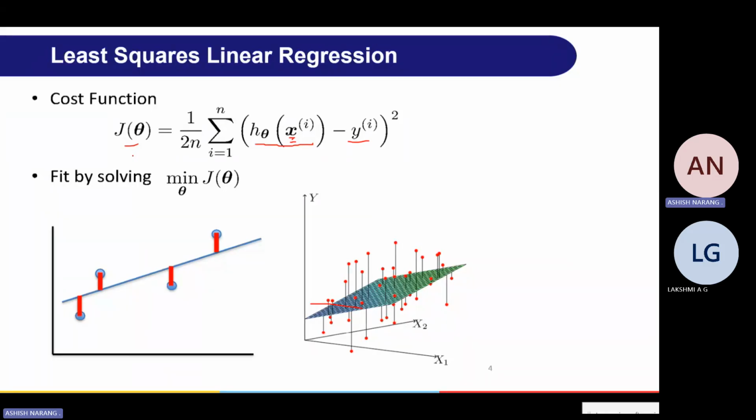Now the term cost function is used. We want to minimize it because error has to be minimized so that the line is as close to every point as possible, right? That is the objective. We want to minimize it. So how do we minimize it? We can minimize it by saying, okay, we want to solve the minimization problem.